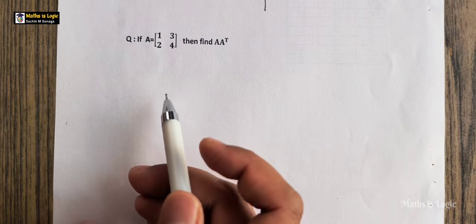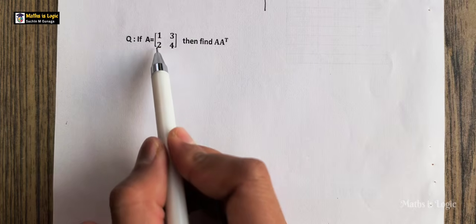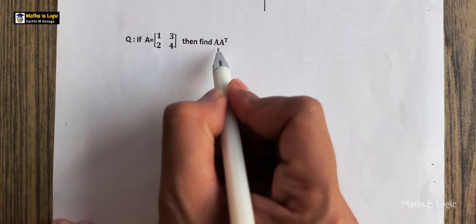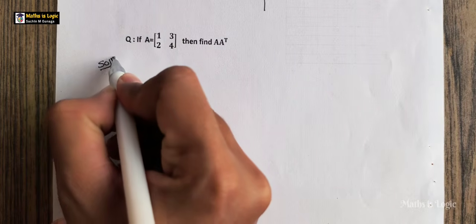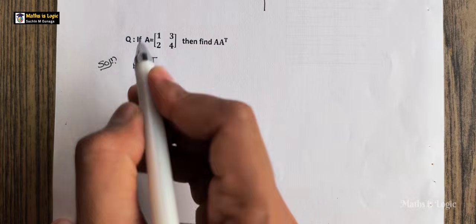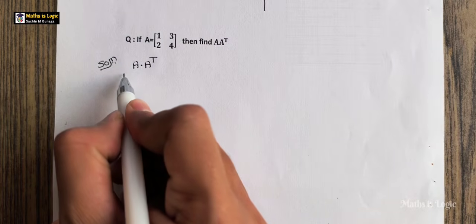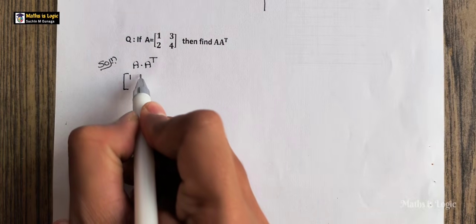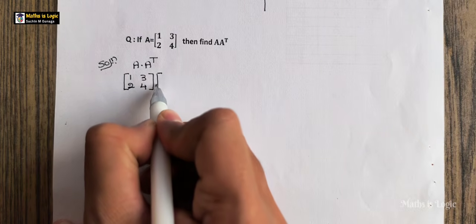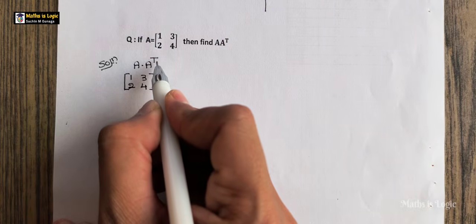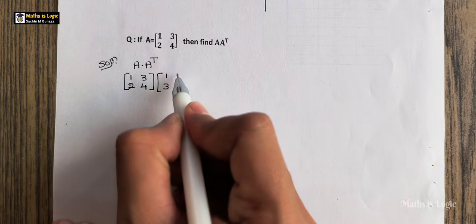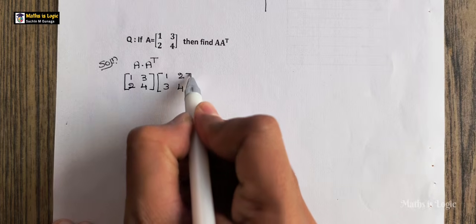Next type of question. A is equals to 1 3 2 4, find A into A transpose. So first mention this value in the solution, A into A transpose. First A matrix, note down A matrix value 1 3 2 4 into, take a transpose of A. First row write it as a first column, second row write it as a second column.